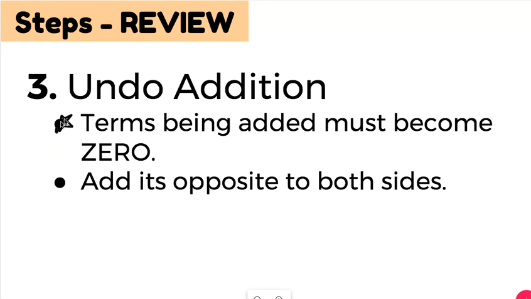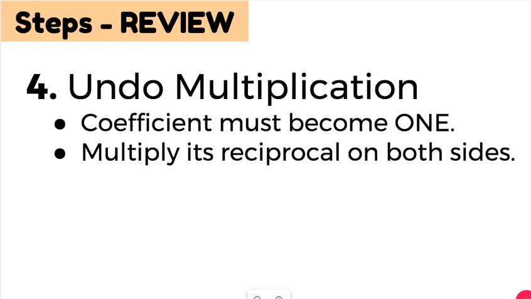A couple things to remember. The terms being added must become 0. Okay, so the number being added to the variable must become 0. That's the goal. Because 0 plus any number is itself, right? Because a plus 0 equals a. Any number plus 0 is itself. To make that number become 0, you add the opposite of that number to both sides. So add its opposite to both sides.